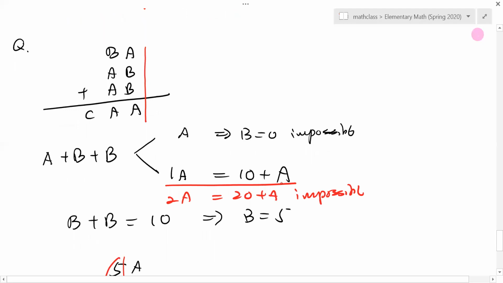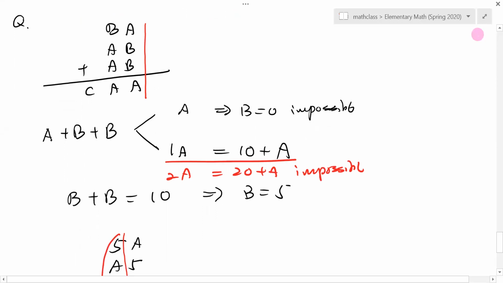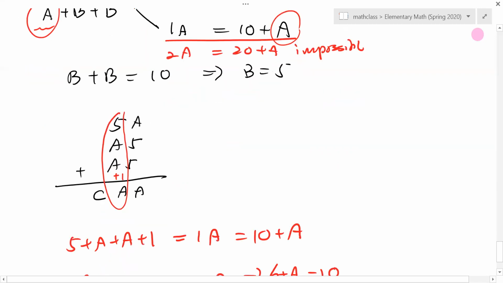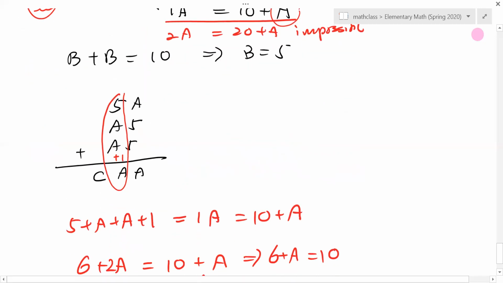So you have to solve the equation A plus B equals 10 plus A. Then you get rid of A on both sides, right? This is A, that is A, those two cancel out. Then you get B should be equal to 5. Then the next step is to just fill in, replace B by 5.